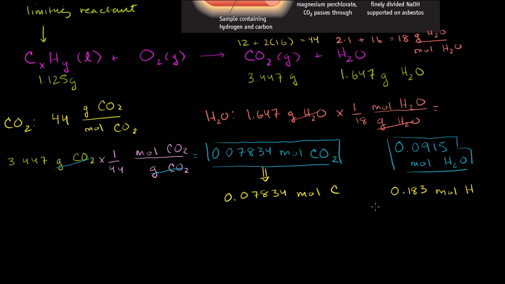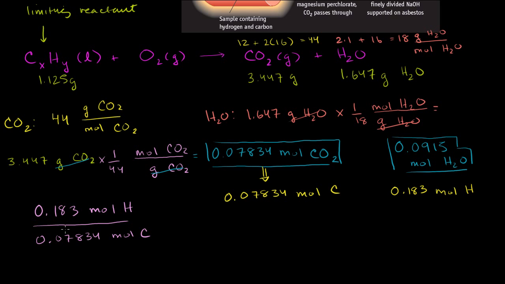And now let's figure out the ratio of hydrogens to carbons. And that's pretty easy. We just take the ratio of that to that. So the ratio of hydrogens to carbons is 0.183 moles of hydrogen in our product for every 0.07834 moles of carbon in our product. And somehow we have to make this into some type of a whole number ratio. Let's see whether we can do anything here.